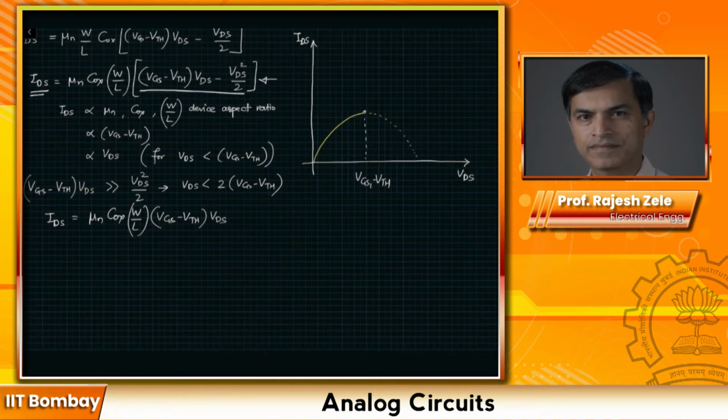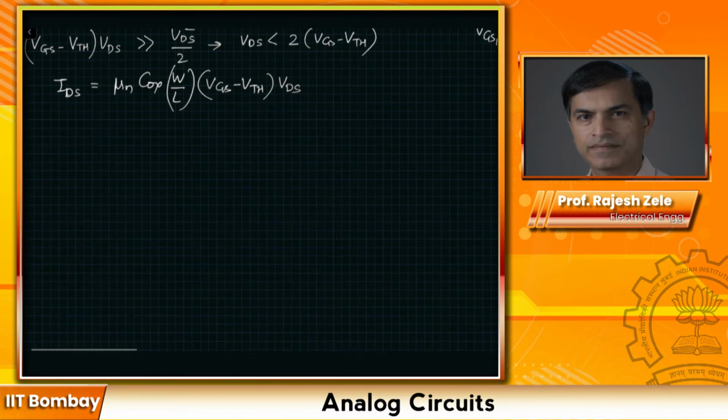Similarly, for a different value VGS2, if VGS2 is greater than VGS1, then we would expect to see something like this. And this being VGS2 minus VTH, the parabola would look like this. Again, we are plotting the curve when VDS is less than VGS minus VTH. If we look at this expression, IDS equals mu n Cox W by L times VGS minus VTH times VDS, this is valid when VDS is smaller than 2 times VGS minus VTH.